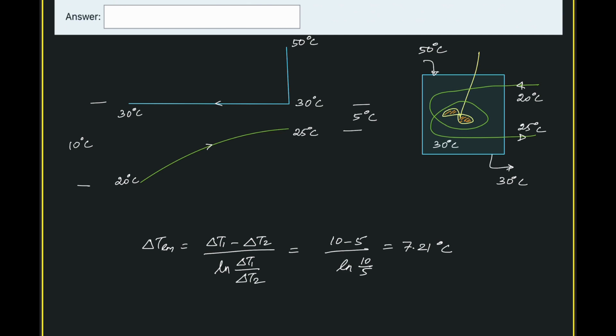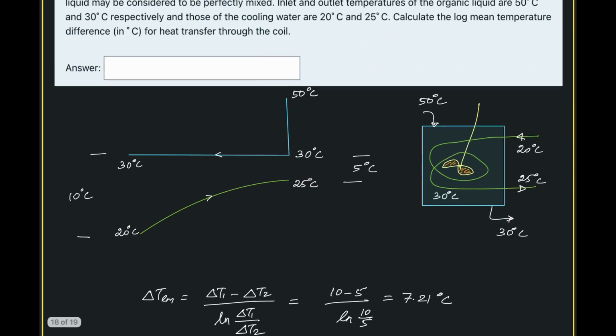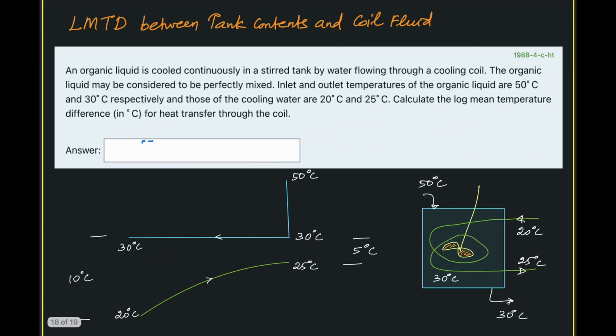So here we have delta T at one end, which is 10, and delta T at the other end, which is 5 degrees Celsius. So 10 minus 5 divided by ln of 10 by 5. So we get 7.21 degrees Celsius. This is the correct answer. So the correct answer is 7.21 degrees Celsius.